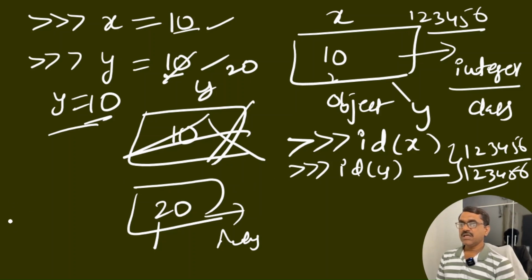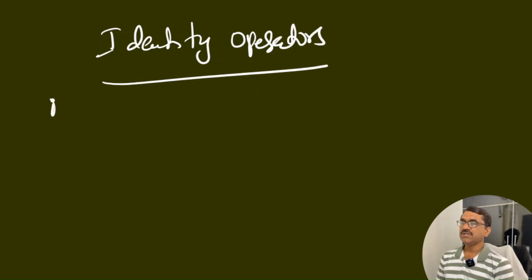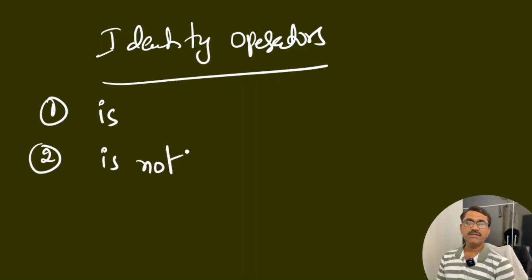Now, in this case, I'm going to use the concept of identity operators. There are two types of identity operators. The first one is 'is' and the second one is 'is not'.